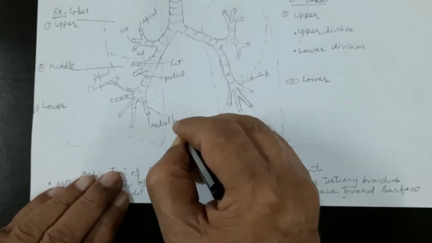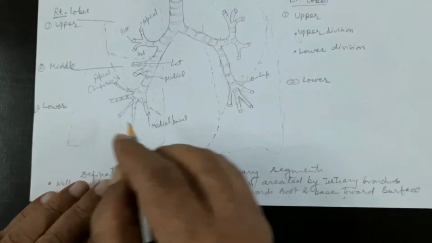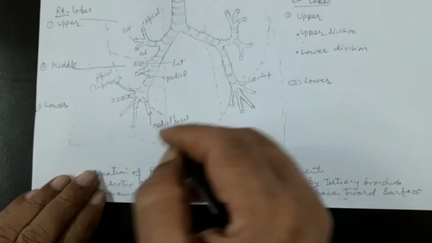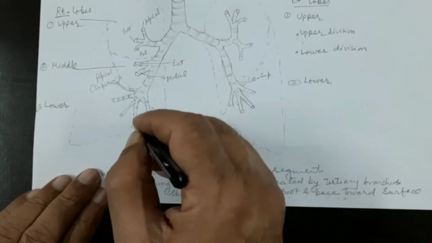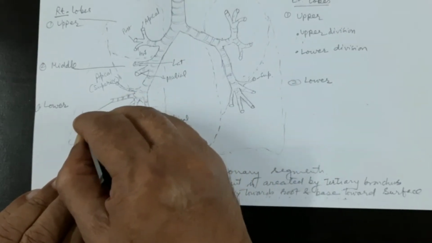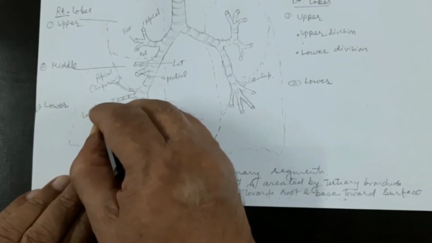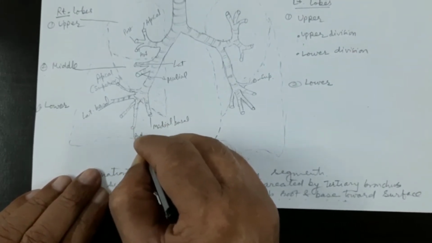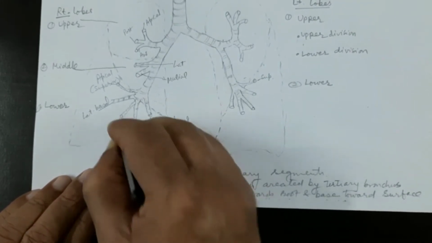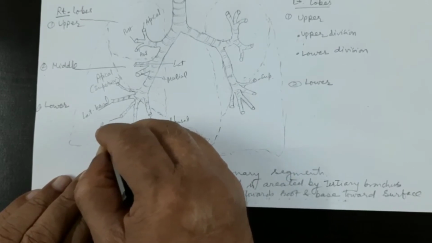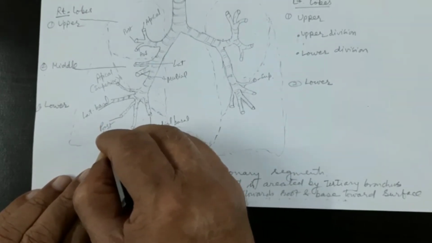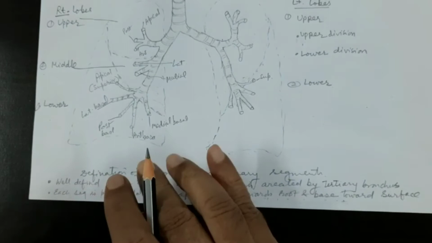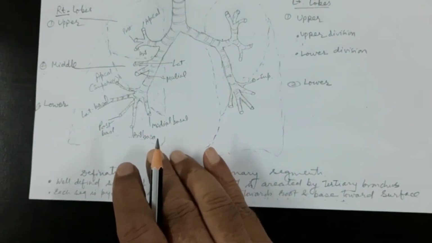of the lower lobar bronchus are the medial basal. Why basal? Because they are close to the base, the inferior surface of the lung. So it is medial basal, this will be called the lateral basal, then this is the anterior basal, and that will be called the posterior basal. So there are four: medial basal, lateral basal, anterior basal and posterior basal.